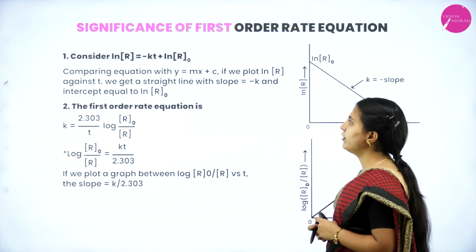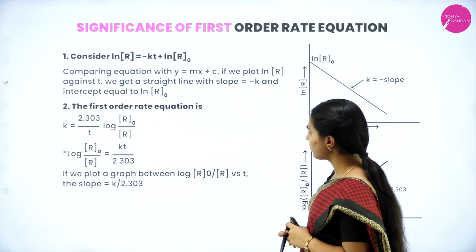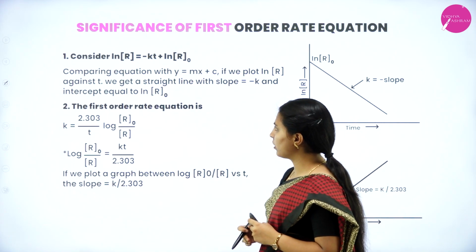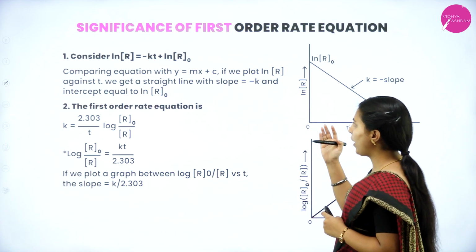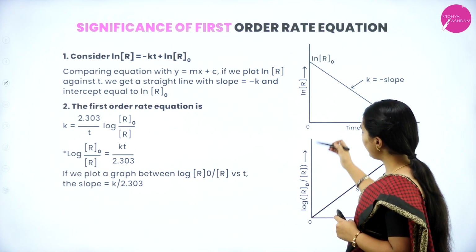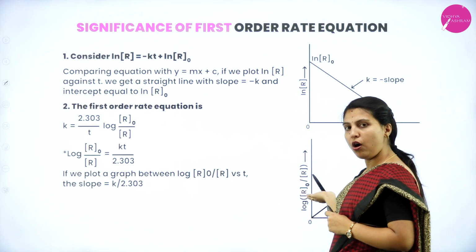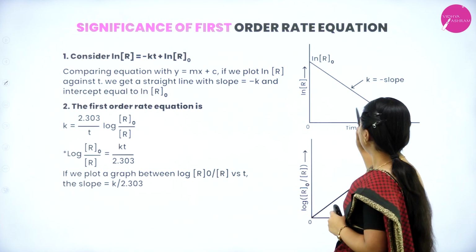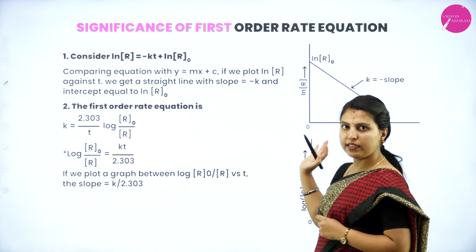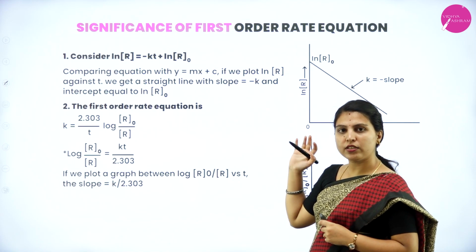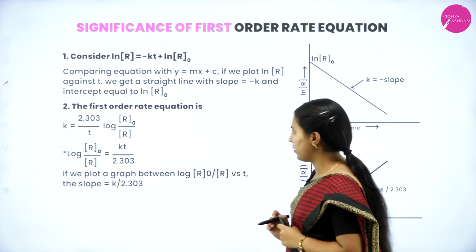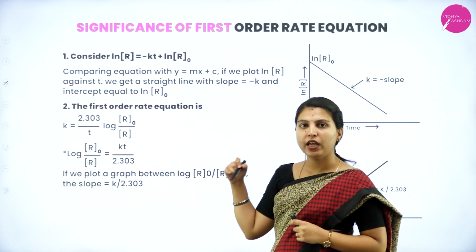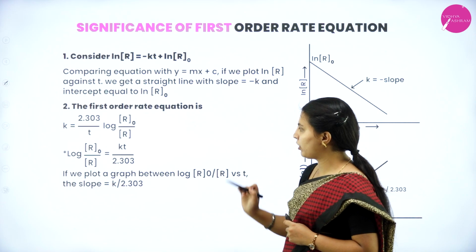Next, the significance of first order reaction. Consider ln R equals minus KT plus ln R naught. Comparing this equation with y equals mx plus c, if we plot ln R, the concentration of reactant, versus time, we will get a straight line with slope minus K and intercept ln R naught, the initial concentration. The first order rate equation means K equals 2.303 divided by T into log of initial concentration by concentration.